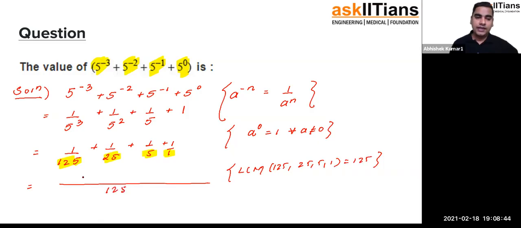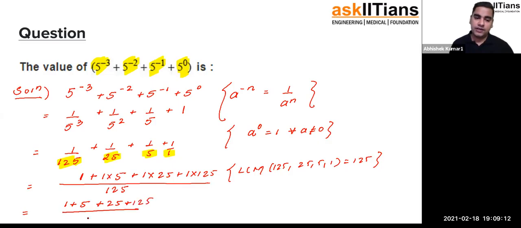So here you will be getting 125 into 5 is 125. So here you will be getting 1 into 5. 5 into 25 is 125, so you will be getting 1 into 25, and 1 into 125 is 125. So this will give you 1 into 125. So what do you have here? Here you will have 1 plus 5 plus 25 plus 125 over 125. That's what you will get.